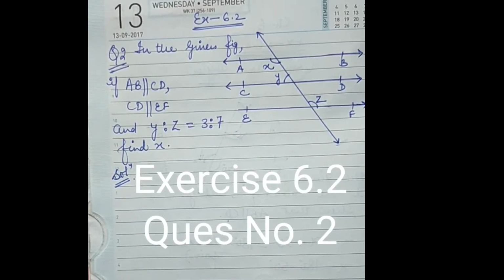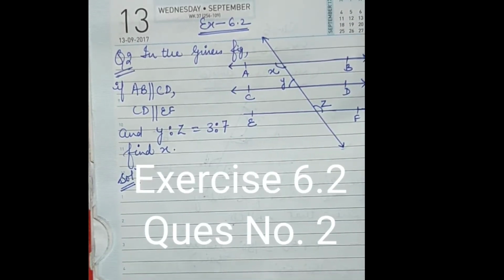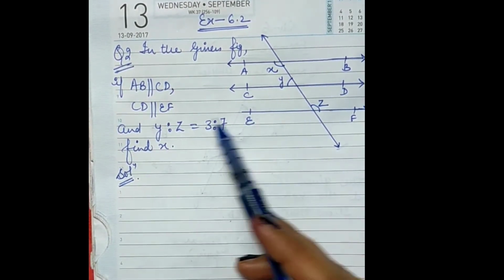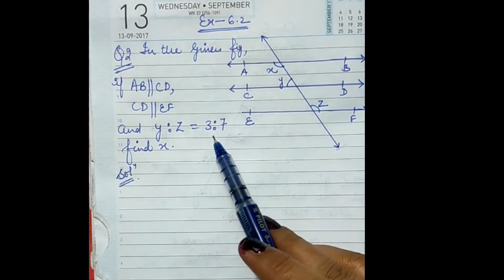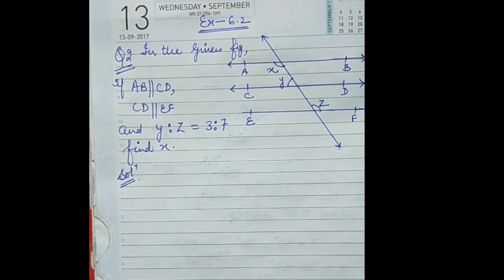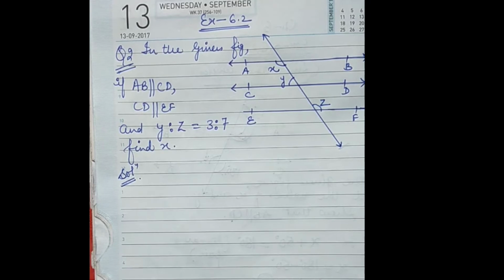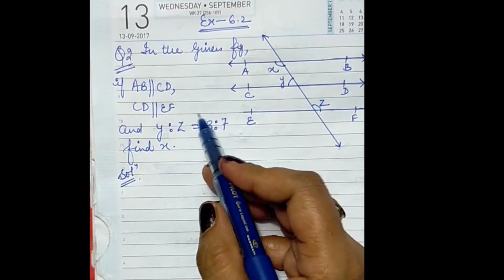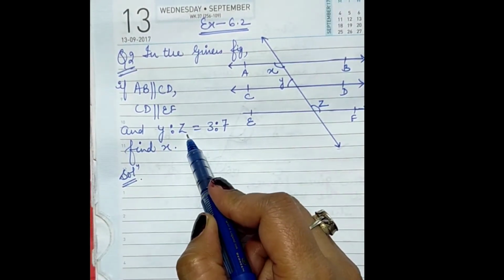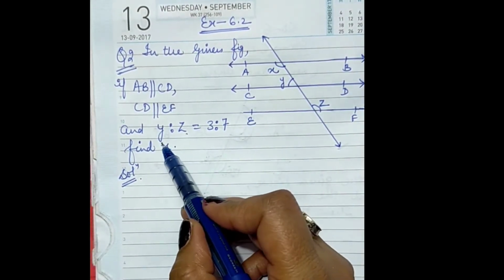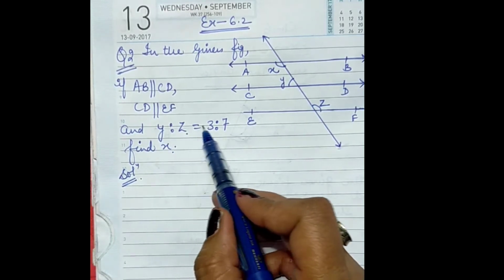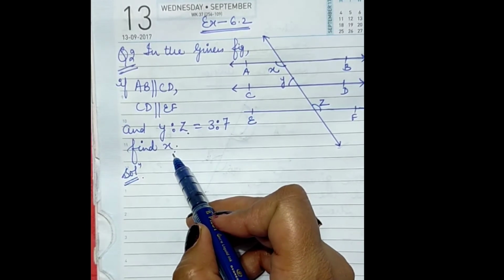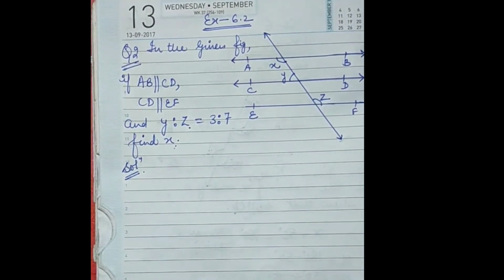Now this is question number 2. In the given figure, if AB is parallel to CD, CD is parallel to EF, and y to z is equal to 3:7, find the value for x. So here we need to find the value for x, but we have been given the relation between y and z. That means I need to establish a relation between x and either y or z so that I can find the value for x. So let's see how we can do that.